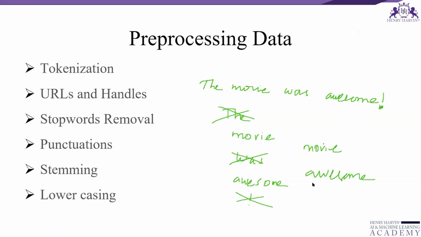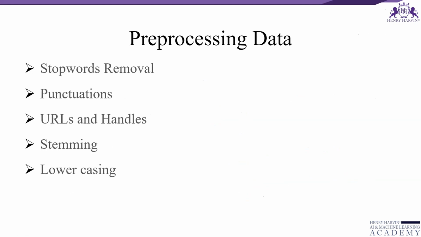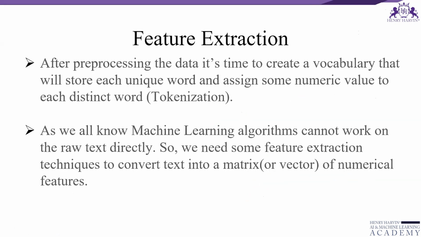Then stemming means like, okay, here the stemming is not really required. Lower casing means like, okay, anyways, it is being removed already, right? So this is how the pre-processing of the data is being done, right? Then the next step is that after pre-processing the data, we have to create a vocabulary. It could be bag of words, or basically just to create a vocabulary that will store each word and assign some numeric value to each distinct word, in the sense like the tokens, right?